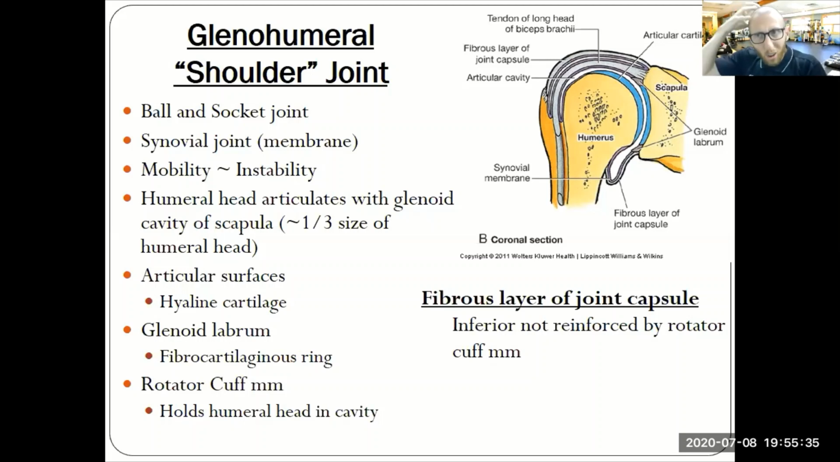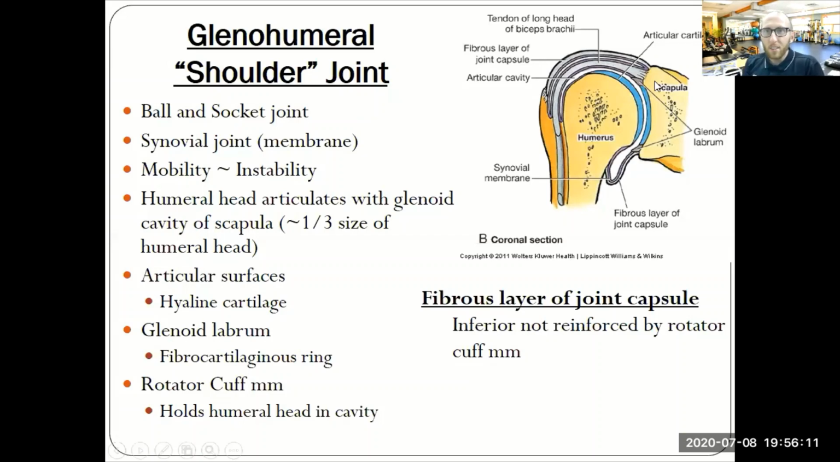Think of the skull joint. The skull joint is highly stable, but very not mobile. Flip those. The shoulder joint is highly mobile, not very stable. And that can create a lot of issues.